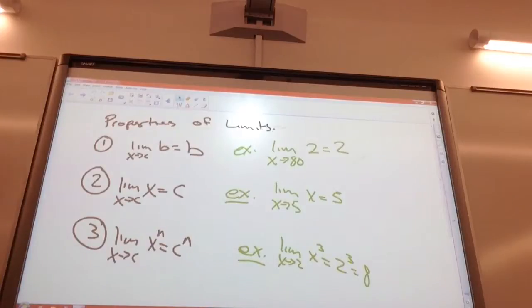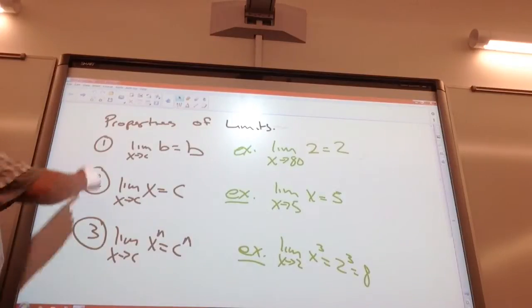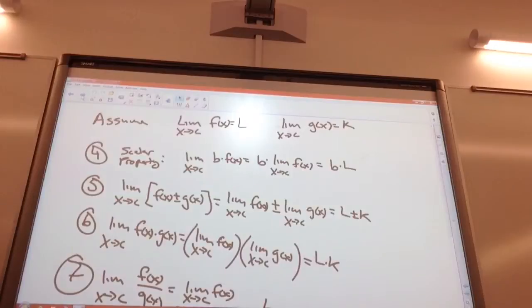They're fairly easy and straightforward. Yes, they're too simple almost. Okay. Let's look at some more properties.